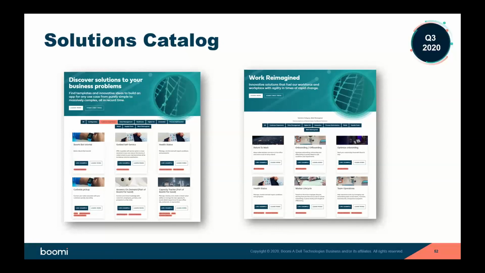Another version of it is Work Reimagined. That is a part of the catalog. It's discover.boomi.com/workreimagined. You will see solutions there specifically catered for today's new normal. And as you see here, return to work, onboarding, worker lifecycle, employee health status. Some of these solutions you can immediately leverage, you will find there. Please go and check it out.